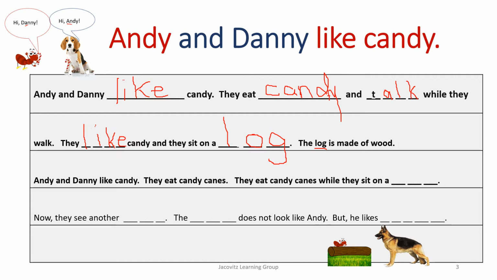Okay, Andy and Danny like candy. There you have it. L-I-K-E. They eat candy canes. They eat candy canes while they sit on a log. L-O-G. Repetition, repetition. Now they see another dog. How do you know they see another dog? Because this dog wasn't in the original part of the story.